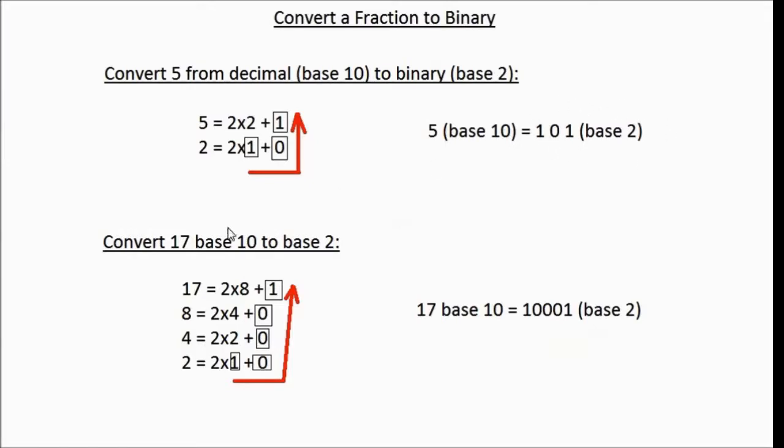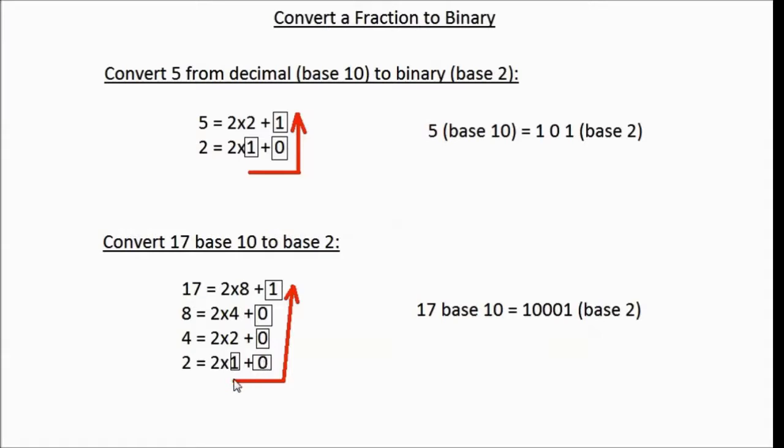Now let's convert 17 in base 10 to base 2. 17 when divided by 2 gives me 8 as quotient and 1 as remainder. The quotient 8 when divided by 2 gives me 4 as quotient and 0 as remainder. 4 when divided by 2 gives me 2 as quotient and 0 as remainder. And this 2, a quotient here, when divided by 2 gives me 1 as quotient and 0 as remainder.